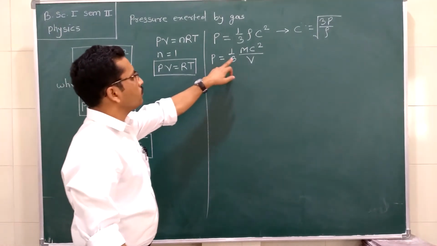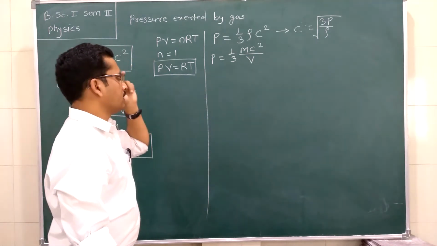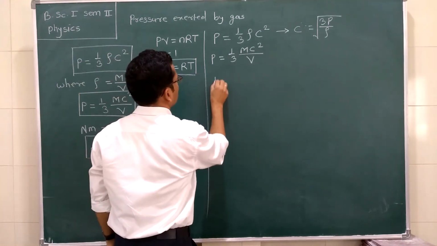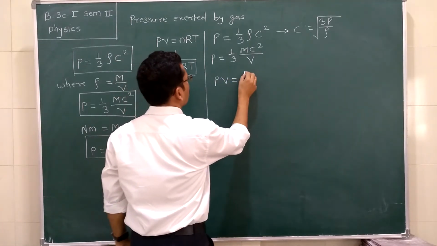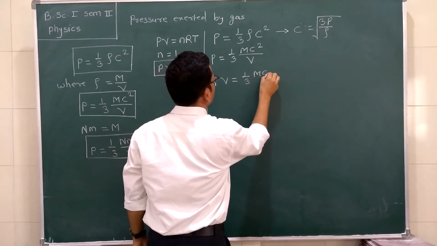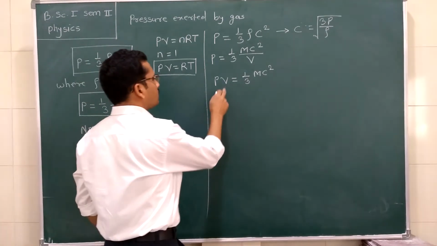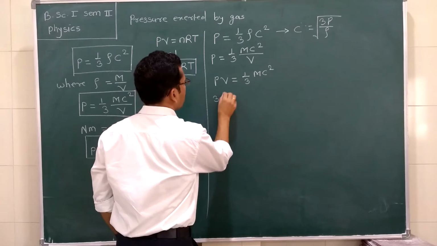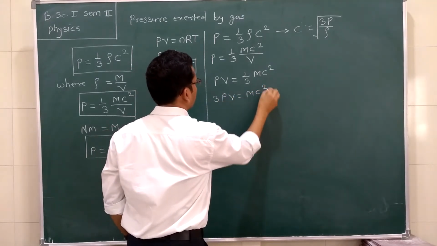Now P = 1/3 m C²divided by V. Therefore, in this case, we can write PV = 1/3 m C². Now this 3 can be moved across, so 3PV = m C².